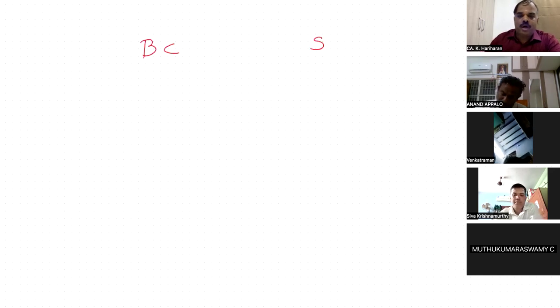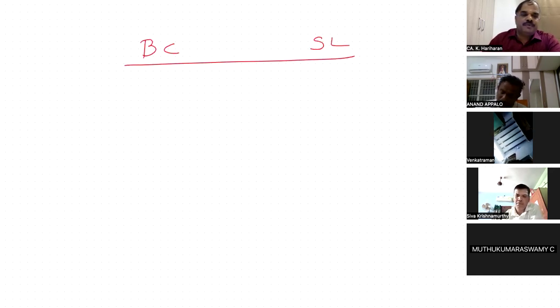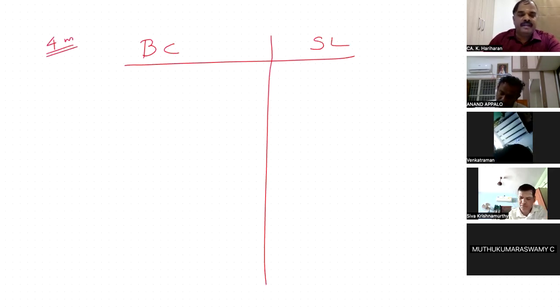Important is the difference between the bin card and the stores ledger. It's a frequently asked four or five mark question. Difference between the bin card and the stores ledger. Now, with respect to the difference between the bin card and the stores ledger, you know the first difference. What is the first difference?